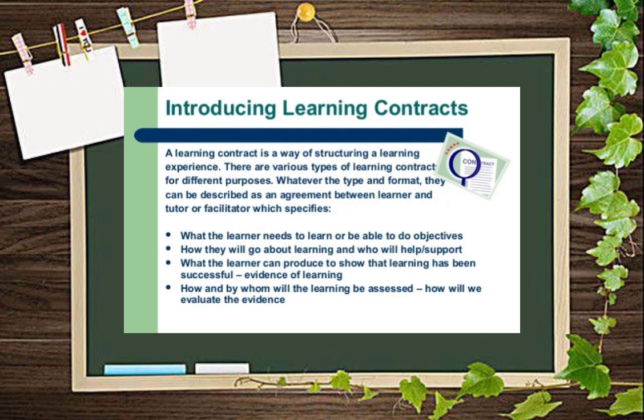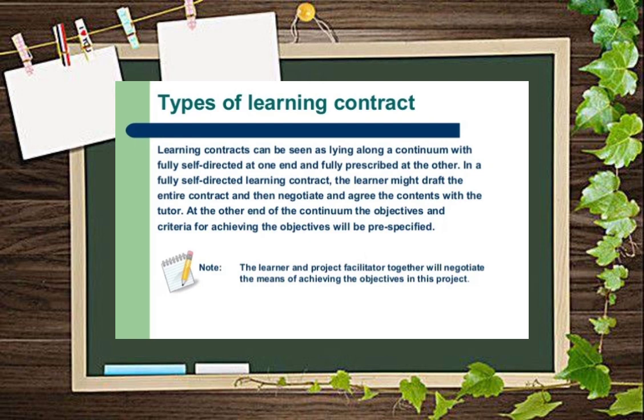Drawing up a learning contract can be an effective and creative activity. It will force you, as a tutor and a learner, to have a constructive discussion about learning outcomes and how they will be achieved. Learning contracts can be seen as lying along a continuum, with fully self-directed at one end or fully prescribed at the other.